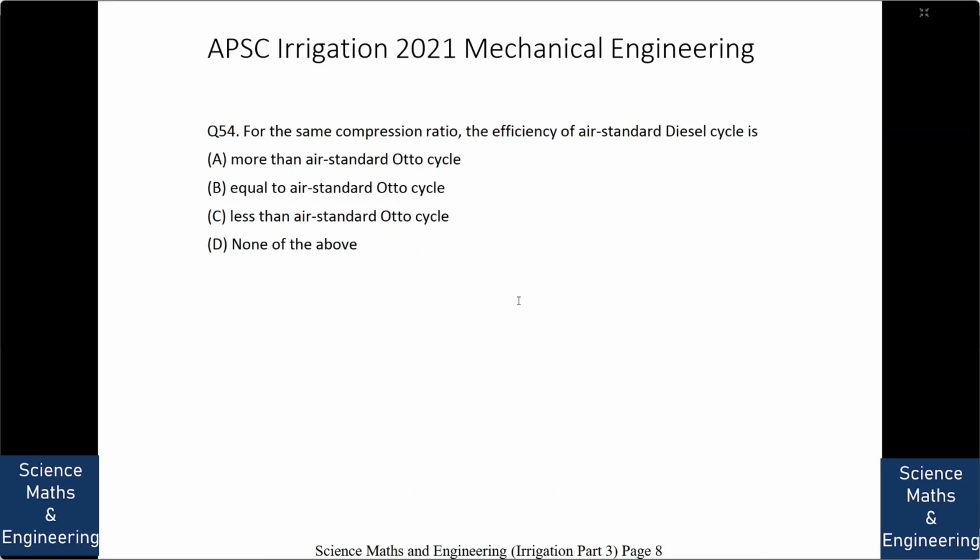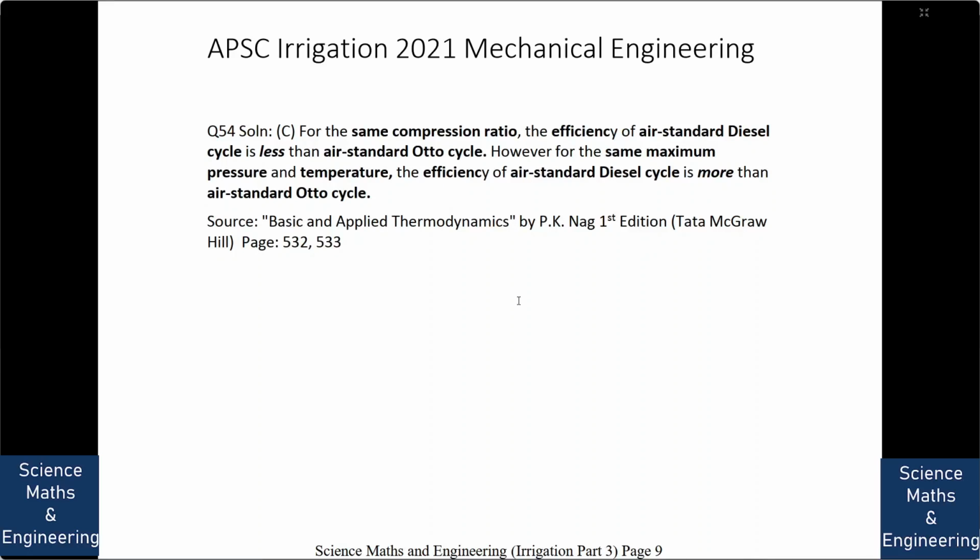For the same compression ratio, the efficiency of air standard diesel cycle is A, more than air standard Otto cycle, B, equal to air standard Otto cycle, C, less than air standard Otto cycle, or D, none of the above. You can pause and think of the answer.